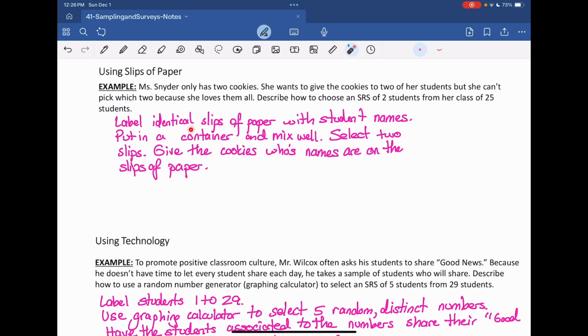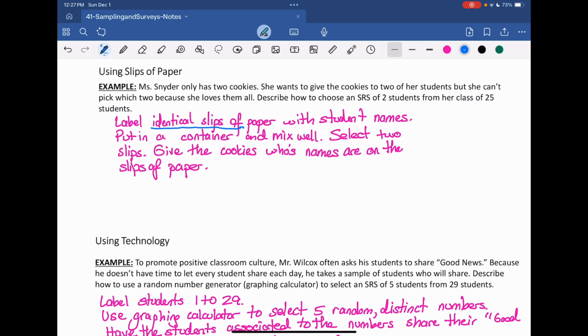So it is important that you include the identical part because we are trying to convey to the reader that it's equally likely for each paper to be selected. If you choose different sizes of paper, that will affect the outcome. Therefore, you are identifying them to be identical slips of paper. And we are going to label the identical slips of paper with student names. We're going to put them in a container and mix well.